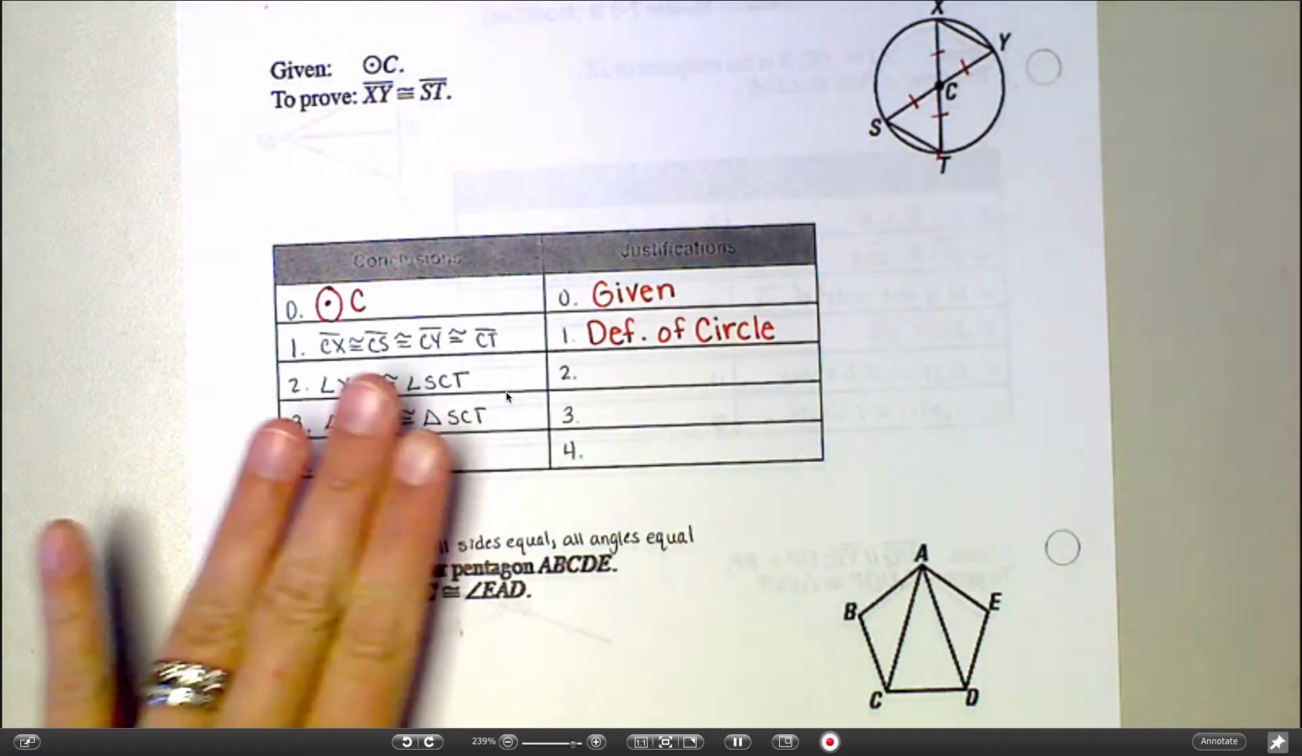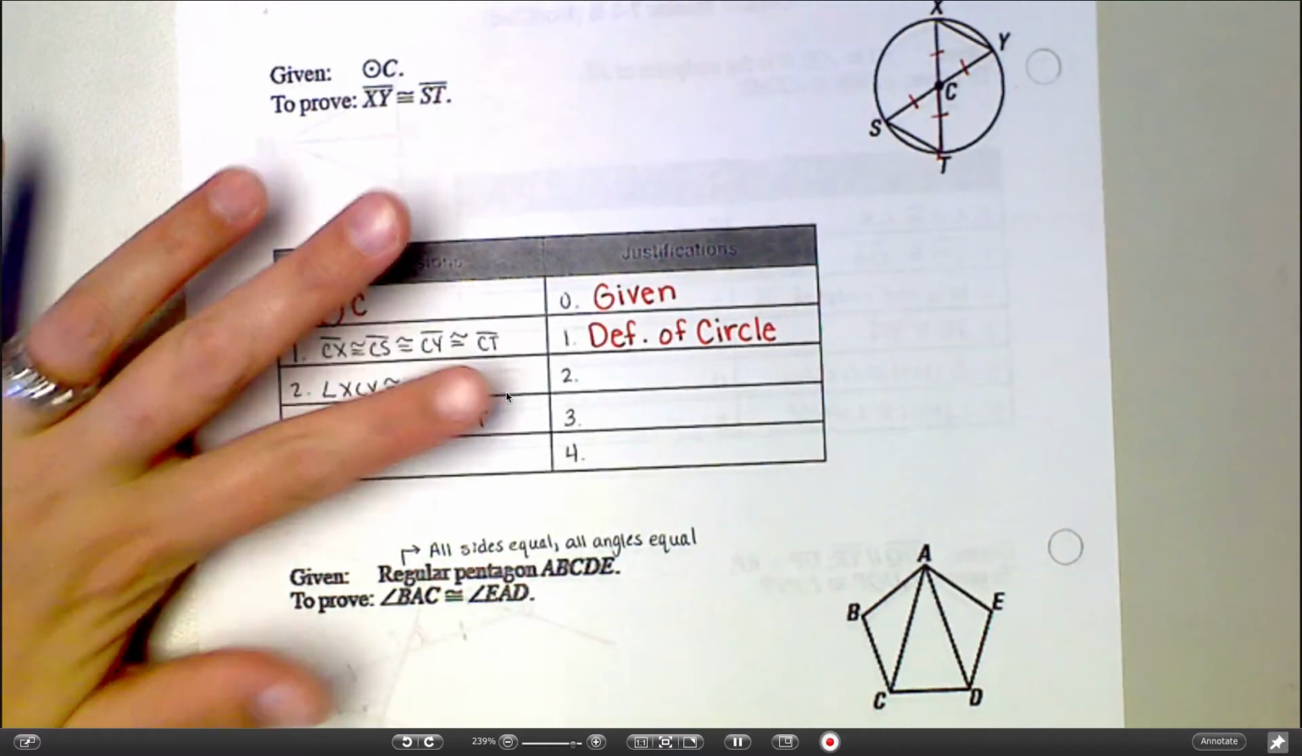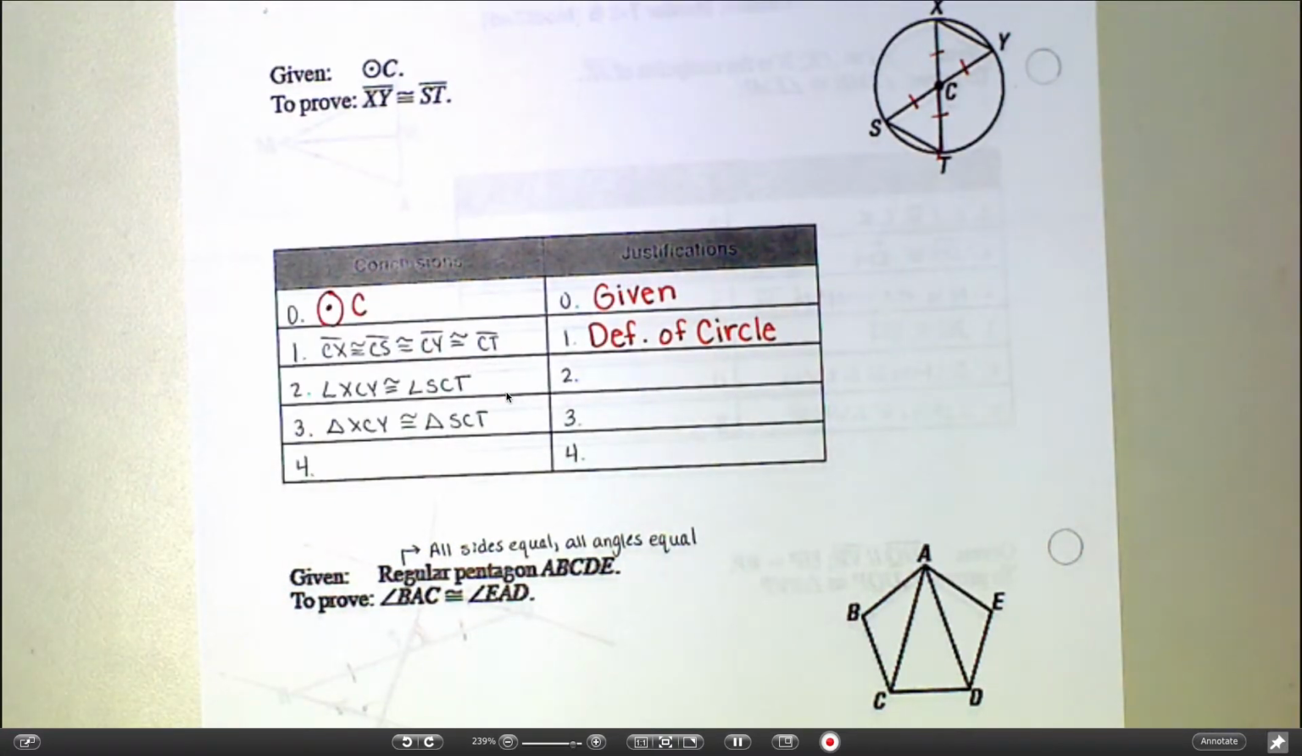Well, even if they didn't give us the next step, because I do, guys. Thank you. Even if they didn't give us that next step, what else do you see in this picture that would help us get something to be congruent? What else do you see? Something that would be congruent. Franklin, what do you think? Angle YCT and angle XCS.